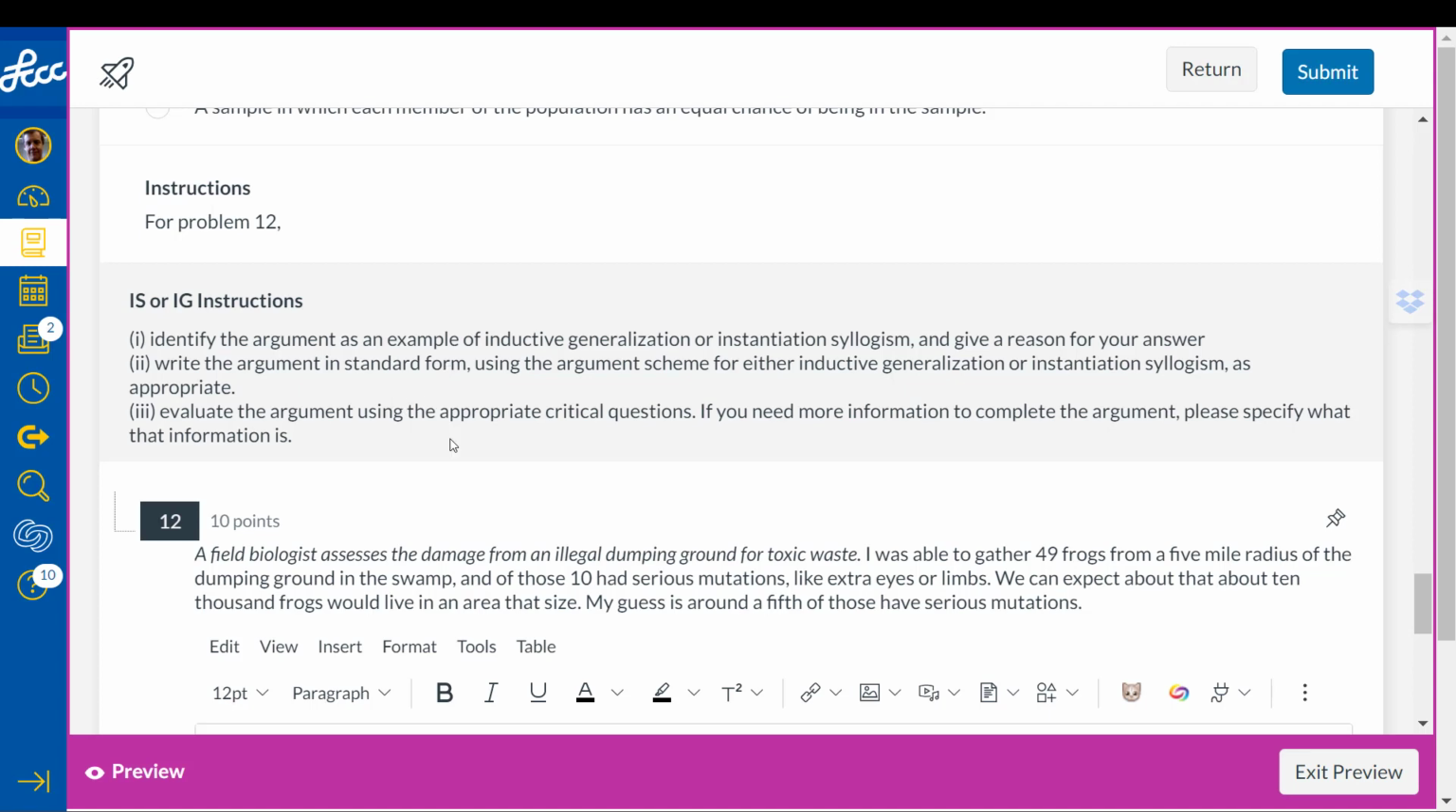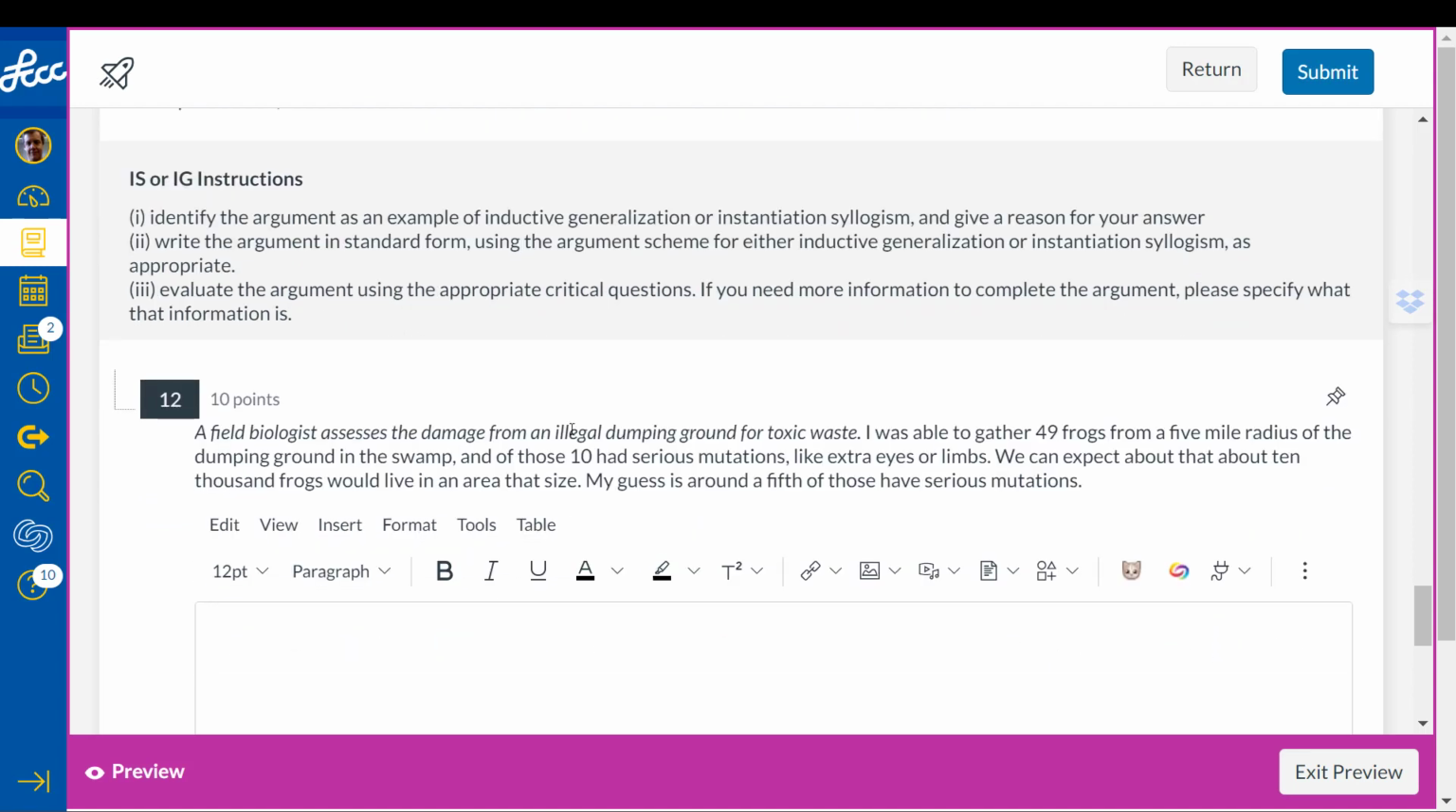A field biologist assesses the damage from an illegal dumping ground for toxic waste. I was able to gather 48 frogs from a 5-mile radius of the dumping ground in the swamp, and 10 of them had serious mutations with extra eyes or limbs. We can expect that about 10,000 frogs live in an area of that size. My guess is about a fifth of them have serious mutations. This is the conclusion, right? And so the speaker is moving from a small sample of 49 to a large population of 10,000. So that's inductive generalization.